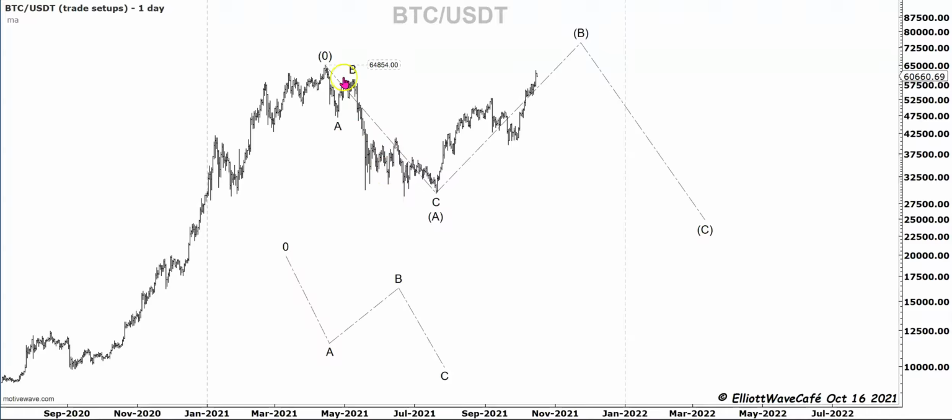So either this is an A, B, and then you have an impulse here, 1, 2, 3, 4, 5, 1, 2, 3, 4, 5. It would have to be some kind of a very awkward ending diagonal, which, this being so impulsive, it doesn't really make sense. It doesn't look good. The other way, it would be that this is wave A, and then you would have a wave B somewhere here, but you can't really do that because that's a three-wave decline, right? So your wave A of an impulse needs to be in 5 waves.